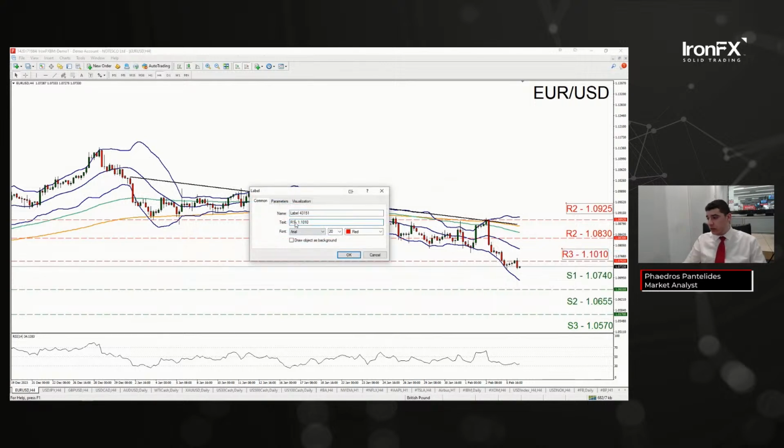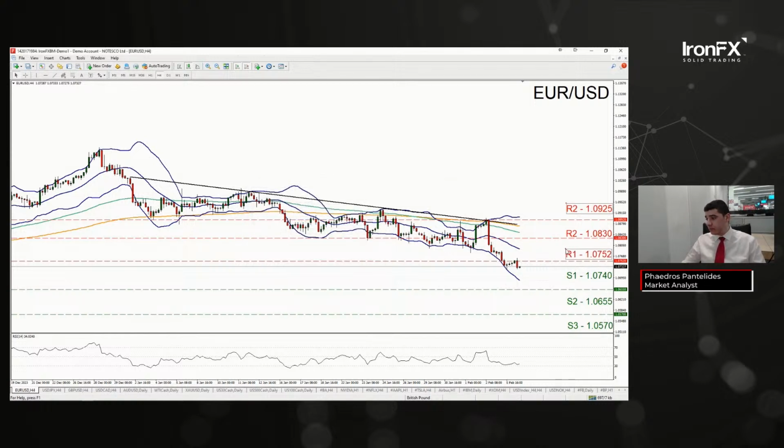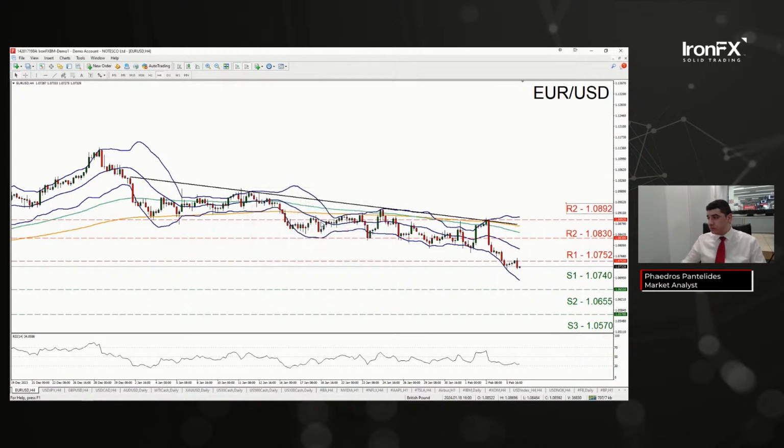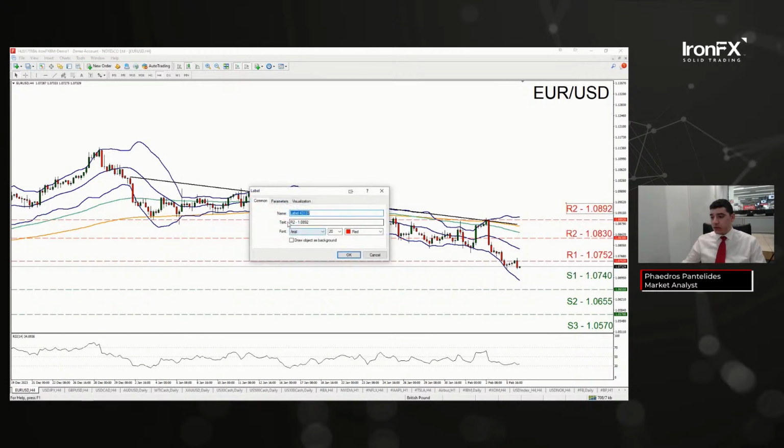So R1, 1.0752, then R2, and then we have R3, 1.0892.